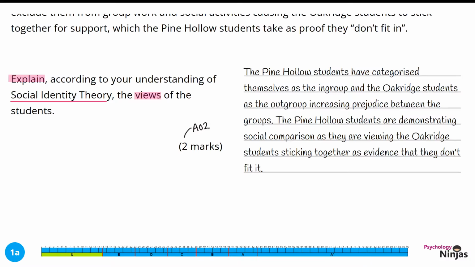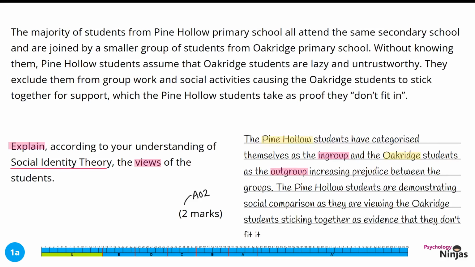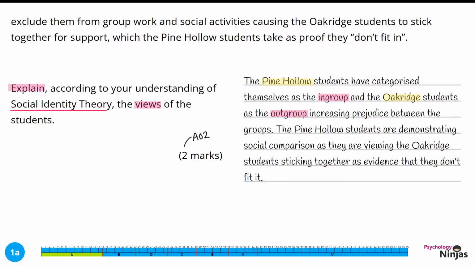We've identified key terminology from social identity theory in the form of in-group and out-group. We've linked this to details with the STEM, with the Pine Hollow and Oak Ridge students, and the fact that they have prejudice between them. We can tick this off in our STEM to show that we're using different parts of our STEM for the 2 different marks. We're then looking at a second concept within social identity theory in terms of social comparison.